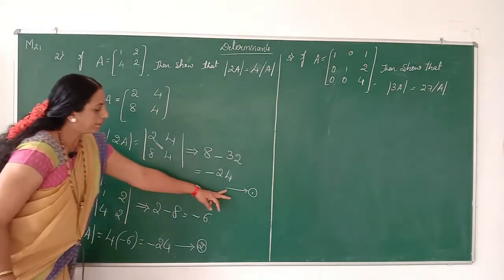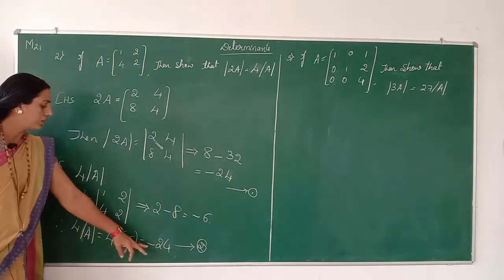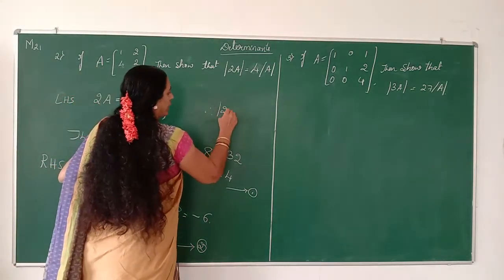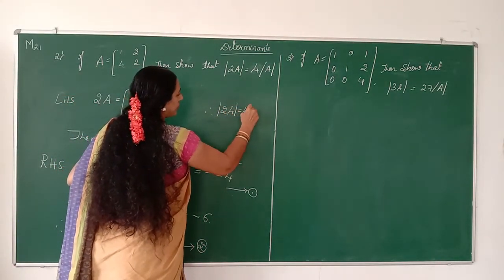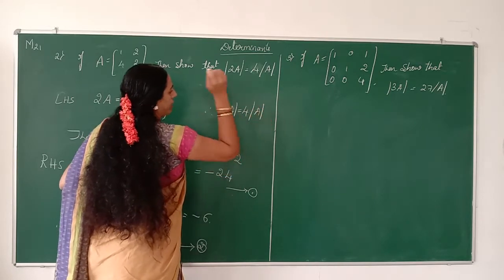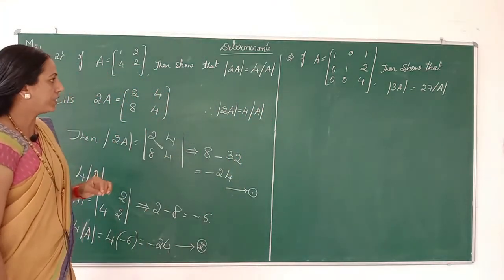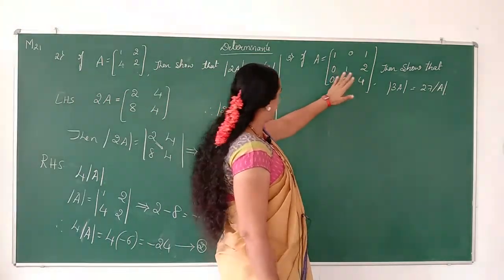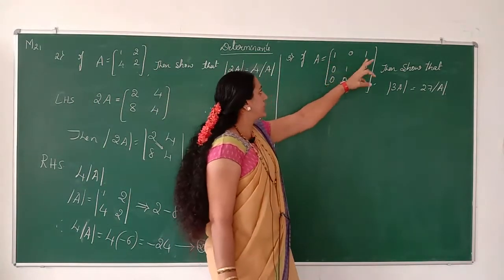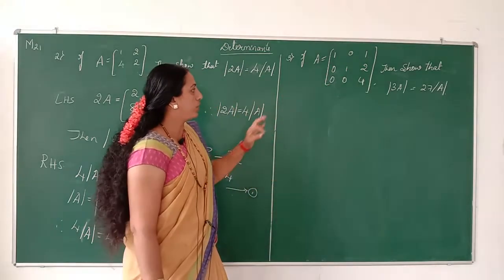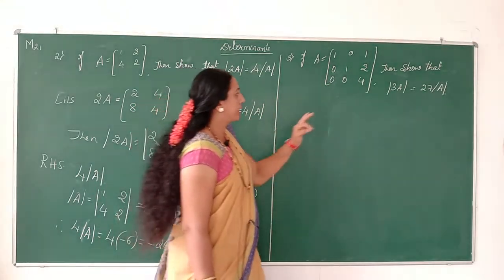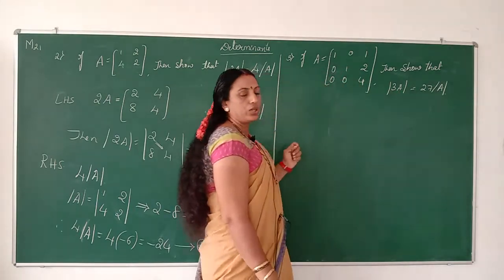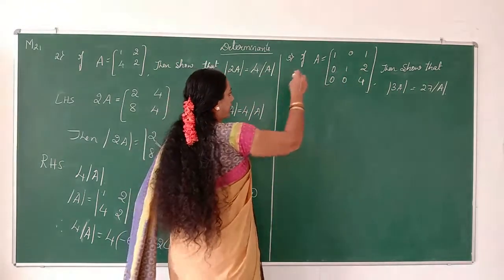Then comparing equations 1 and 2, these values are the same. Therefore, determinant of 2A is equal to 4 times determinant of A. Similarly, the next one is a matrix of order 3 cross 3. If A equals [1, 0, 1; 0, 1, 2; 0, 0, 4], then show that determinant of 3A is equal to 27 times determinant of A.